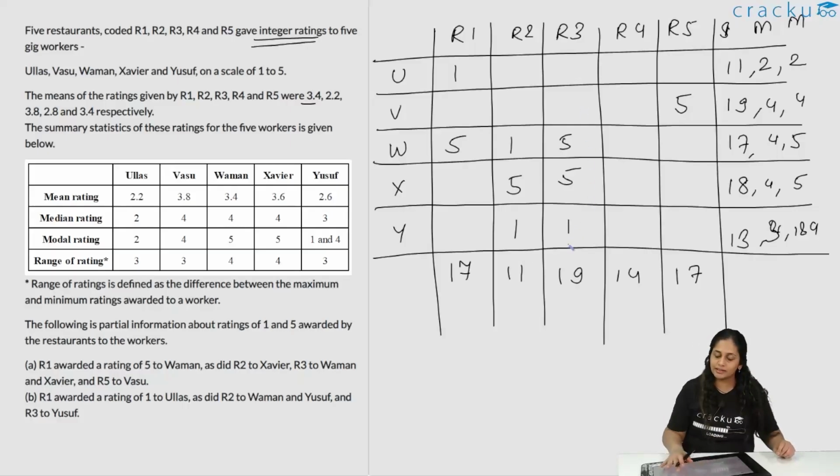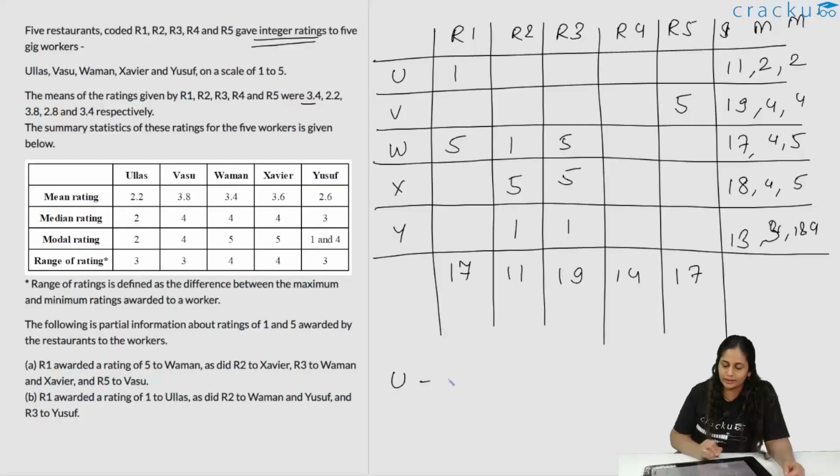Now the remaining missing values I have to essentially infer based on the median, modal rating and range of ratings. From that I should essentially figure out what should be Ullas's rating. So from the column sums and the row sums and the mean and median, I should be able to fill out this 5 into 5 table. That is the task at hand. So consider Ullas's rating. The sum is 11.